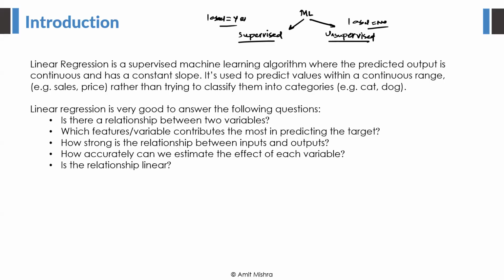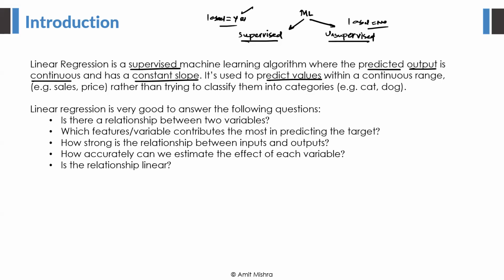When you see the data set, and if the data set has a label or target, you call it supervised learning. But in which scenario will it be a supervised linear regression model? The nature of the label should be continuous. You just say that your label is continuous. So linear regression is a supervised machine learning algorithm where the predicted output, or the y hat, is continuous and it has got a constant slope.